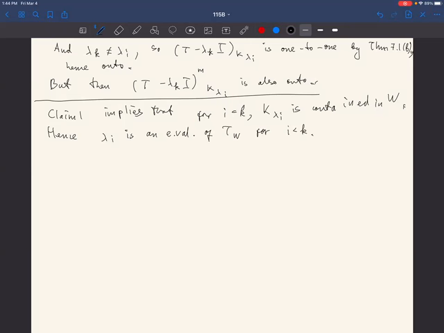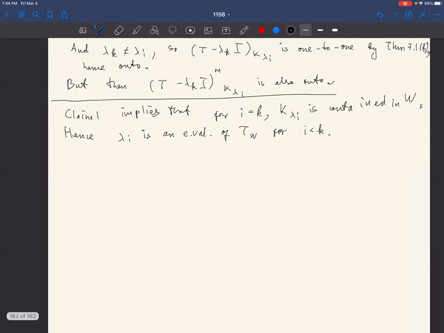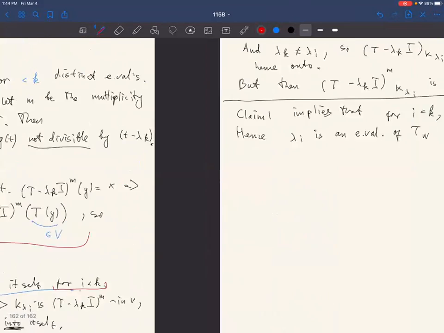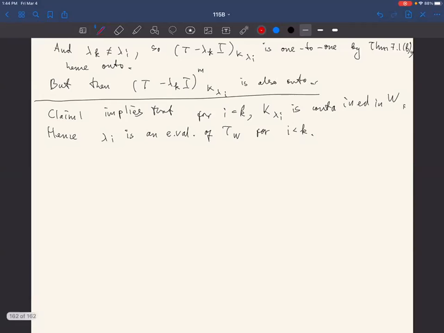All right, so bear with me. There are several steps in this proof, but where are we so far? We have defined this W to be the range of the whole space with respect to the operator given by some power of this. Now we have demonstrated that this operator maps K lambda I onto itself for each I below k, which then tells us that K lambda I is contained in W. From this we see that lambda I is an eigenvalue of TW for all I less than k. All right, so we're getting there.